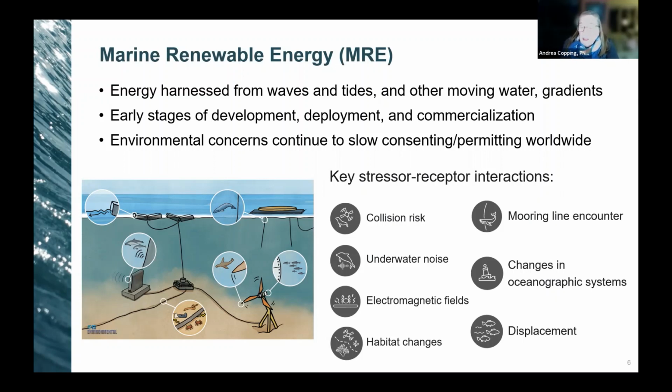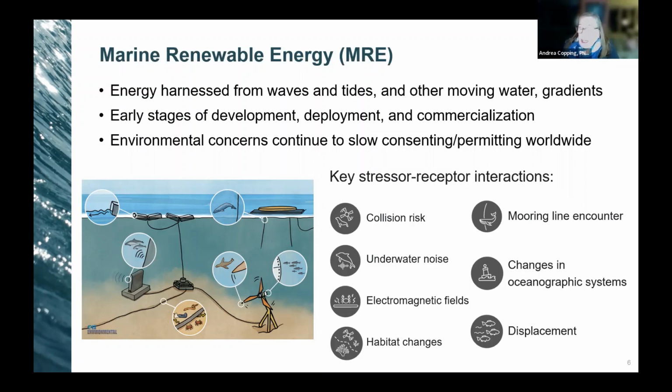And they include collision risk, risk of underwater noise. Here we're talking really about operational noise, not so much installation. Effects of electromagnetic fields on animals, particularly from export electrical cables, changes in both benthic and pelagic habitat. There are stakeholder concerns about mooring line encounters with large animals.